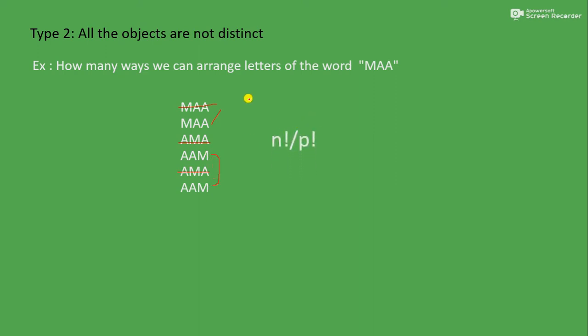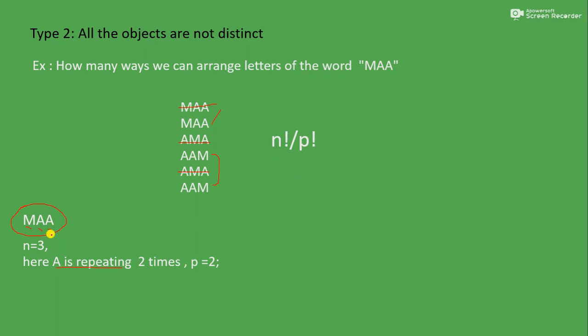In such a case, where the objects are not distinct, we can use the formula n factorial divided by p factorial. Here n means the number of elements in a word, or the number of objects. So here we have 1, 2, 3 objects, so n equals 3. In this word MAA, A is repeating two times, therefore p equals 2. So we can use this formula here.